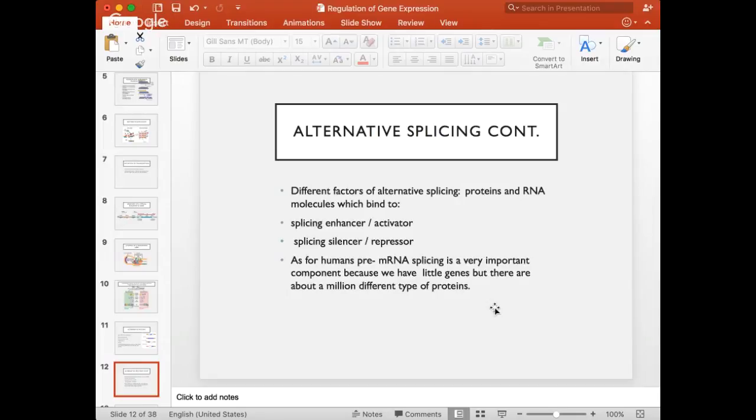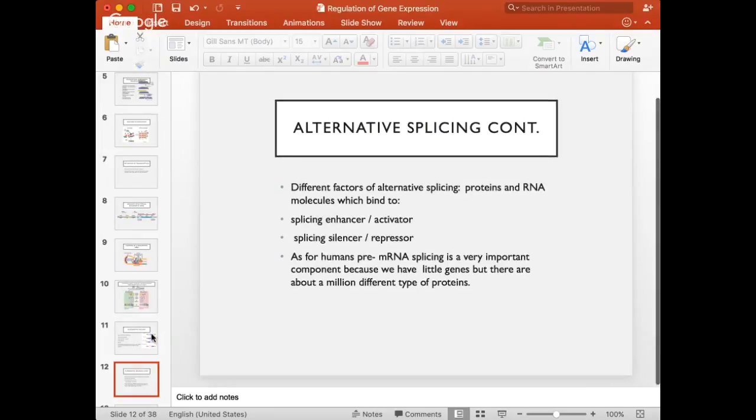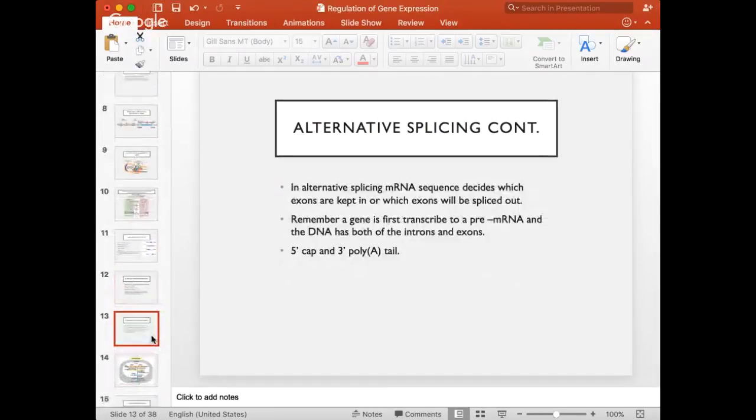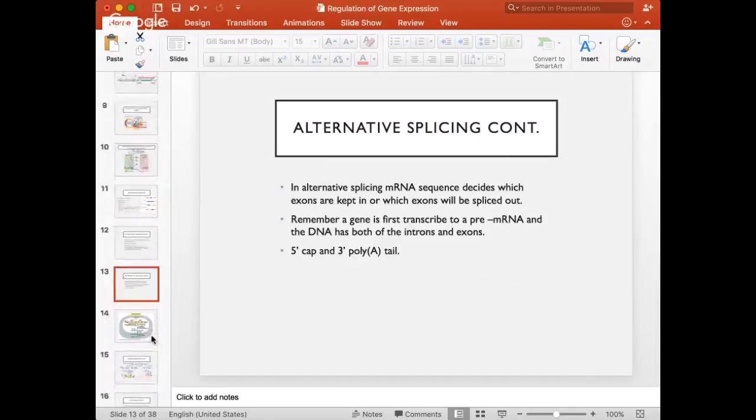As for humans, pre-mRNA splicing is very important because in humans we have few genes, but there are many different types of proteins. But also we produce so many genes that some genes will either create beneficial effective proteins or proteins that can cause diseases. As we continue moving down, alternative splicing of mRNA decides which exons are kept and which exons will be spliced out.